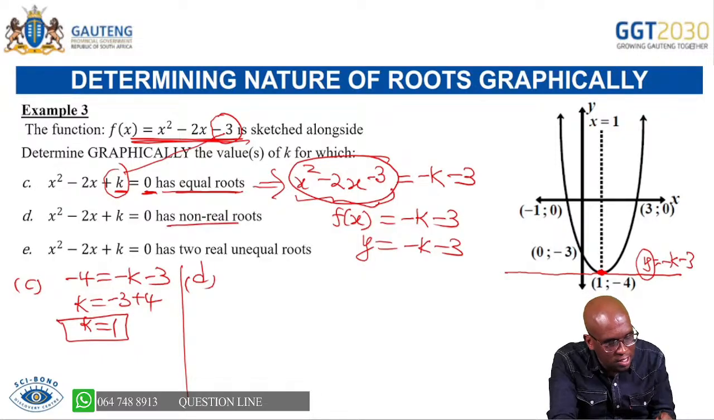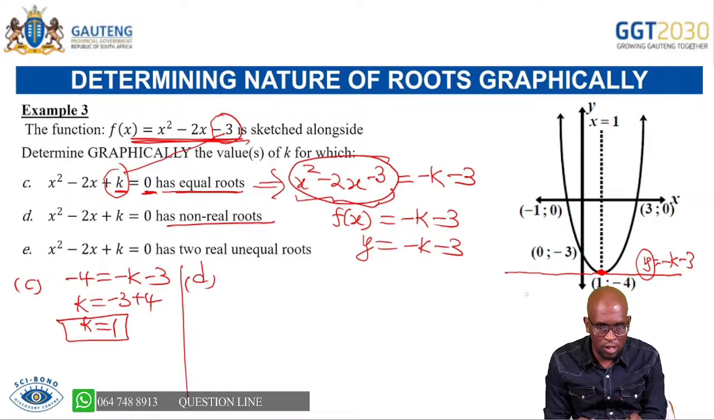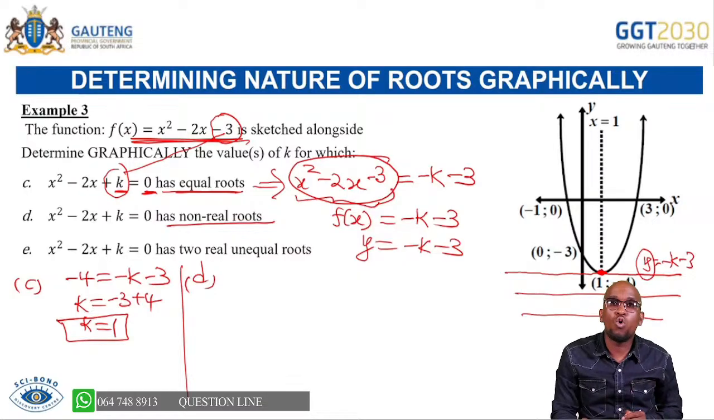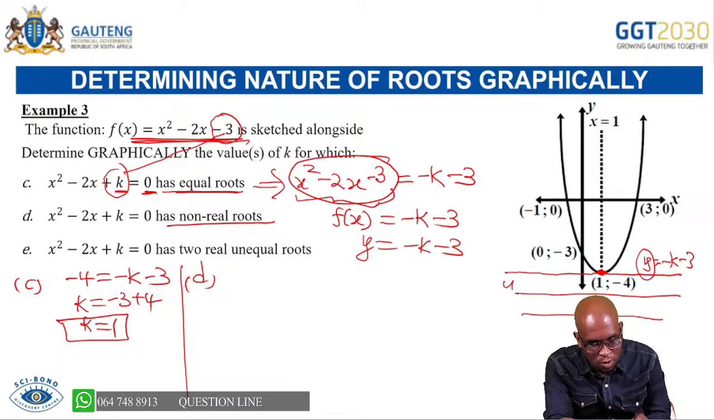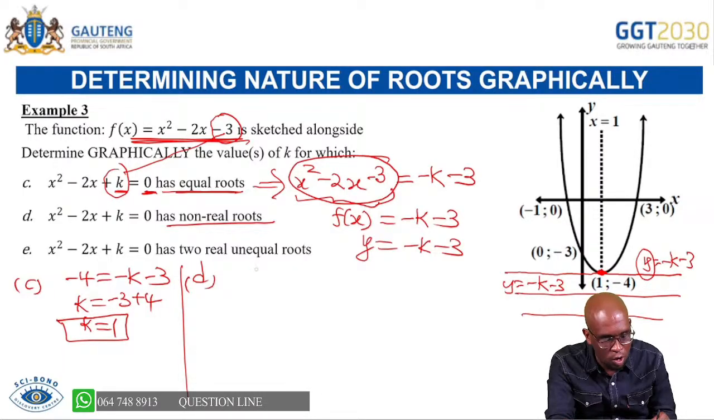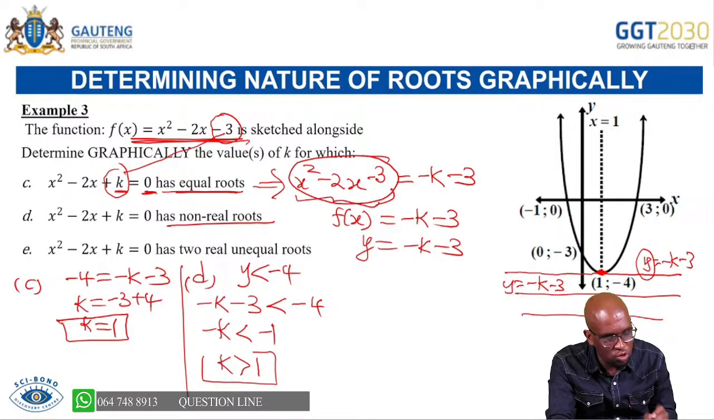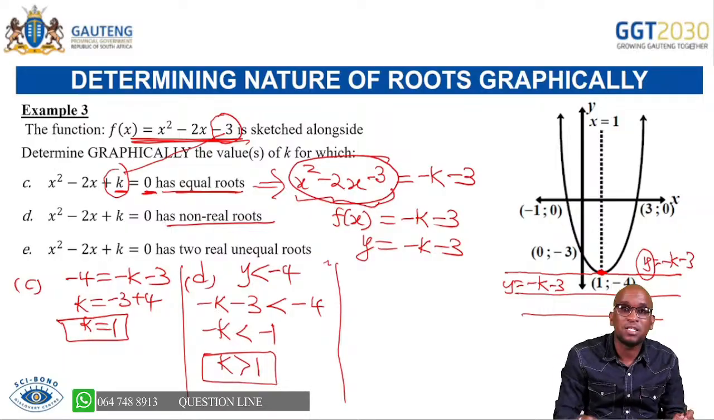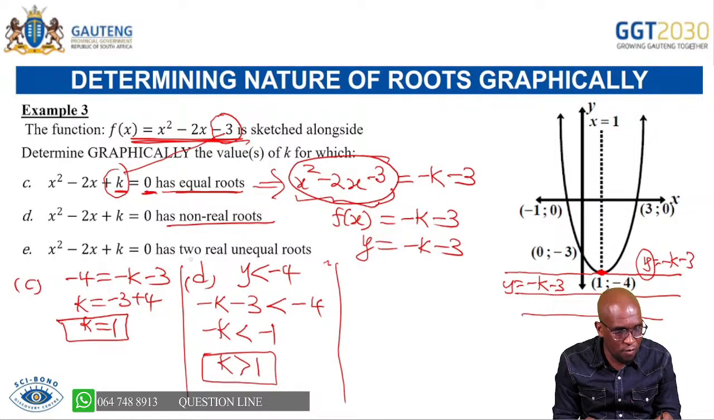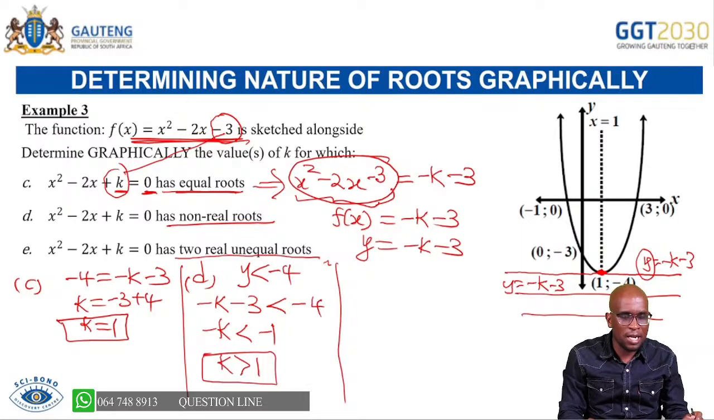Let's look at D. It has non-real roots. For it to have non-real roots, the line should be placed below. The line y is equals to -k minus 3 should be placed below. So this would happen when y is less than -4. But y is -k minus 3, so it should be less than -4, which means that -k would be less than -1. K is greater than 1. So k should be greater than 1 for us to have what? Non-real roots.